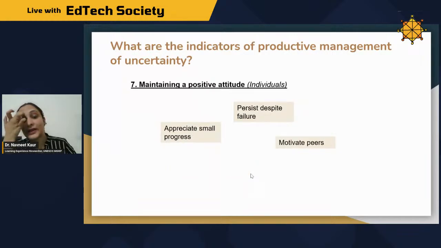And the last is maintaining a positive attitude. So it's very important that learners are positive even when they might not be finding answers to their questions. So if they're persistently engaging with uncertainty despite failures, and they are appreciating the progress even if it's small, and they are motivating their peers, then it indicates that they are managing uncertainties in a productive manner.